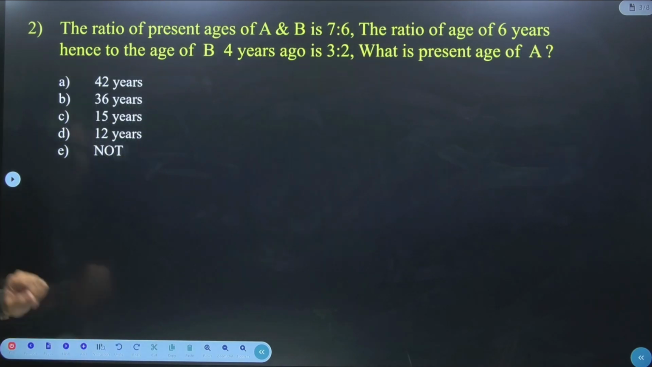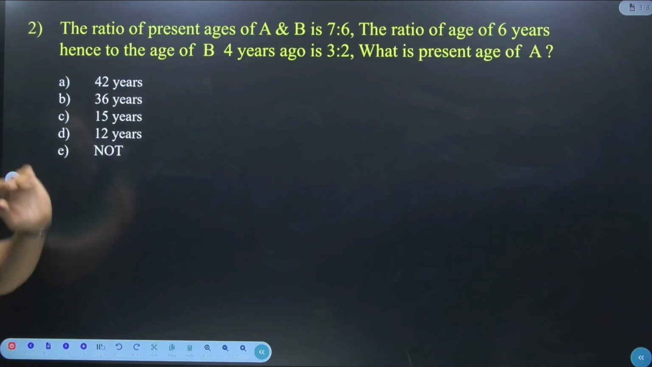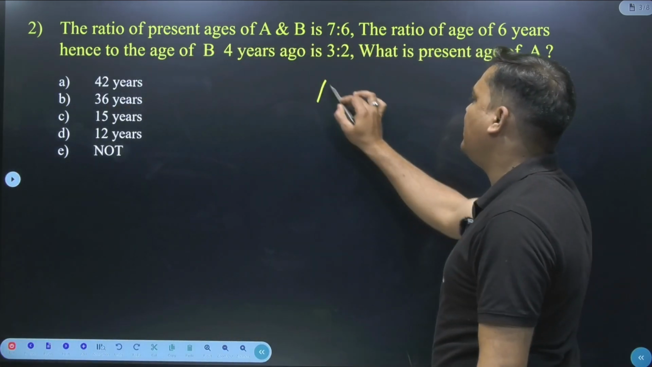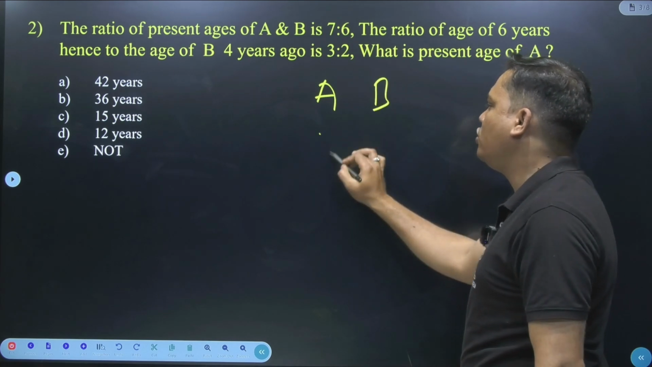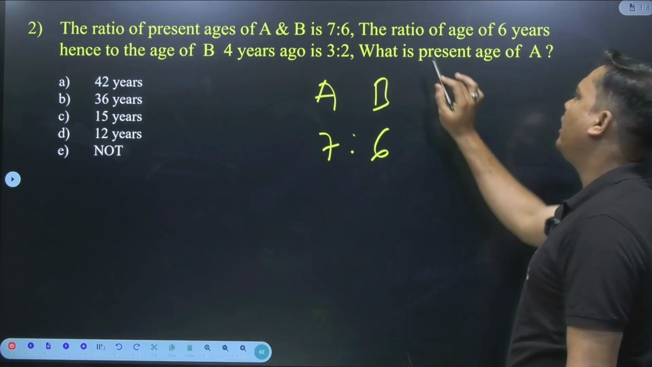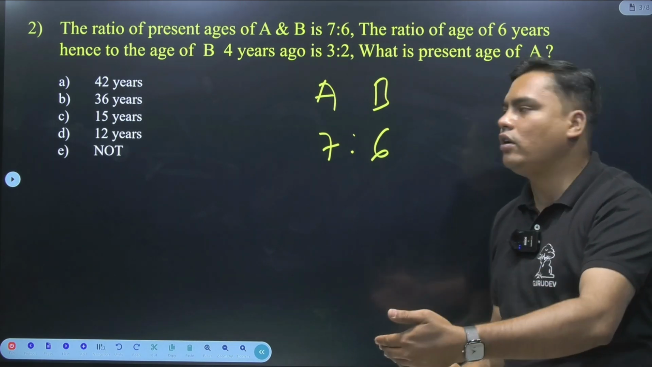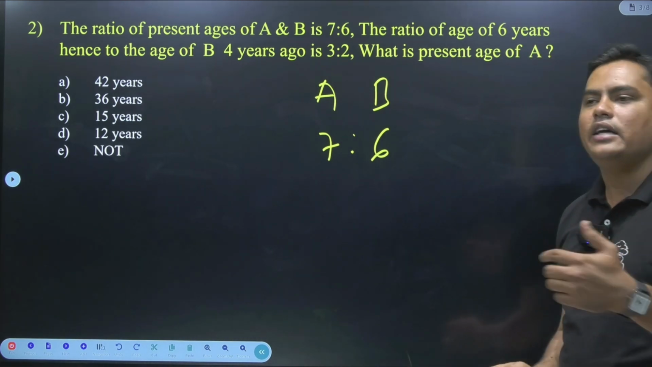If I go with the next concept: the ratio of the present ages of A and B is 7:6. So the present ages of A and B are in the ratio 7:6. The ratio of the age of A 6 years hence and the age of B 4 years ago is 3:2.